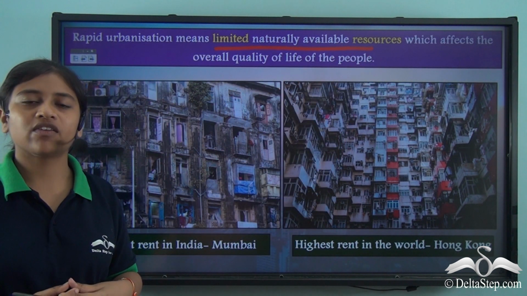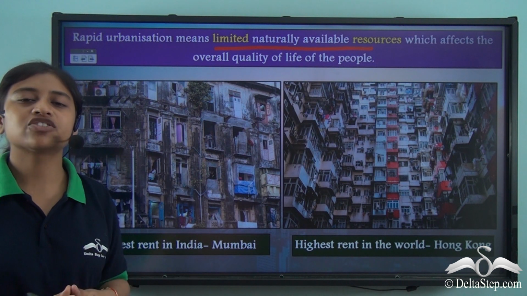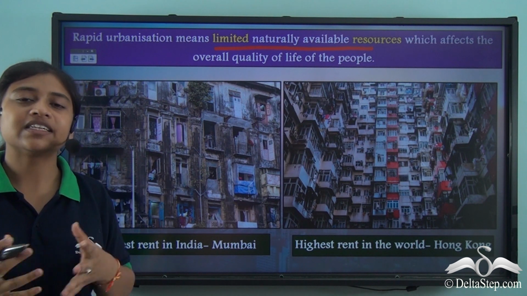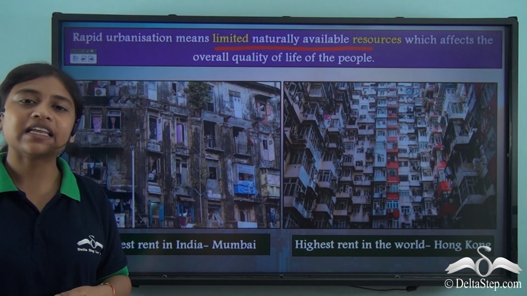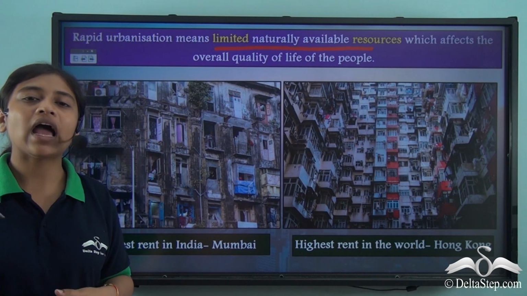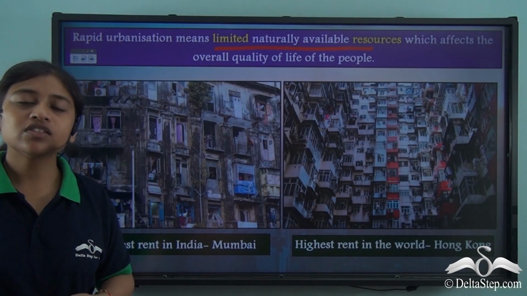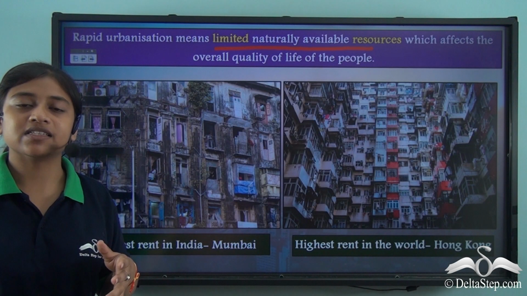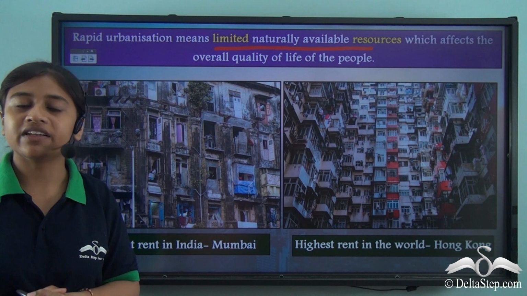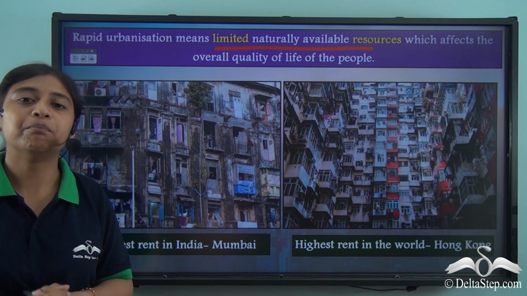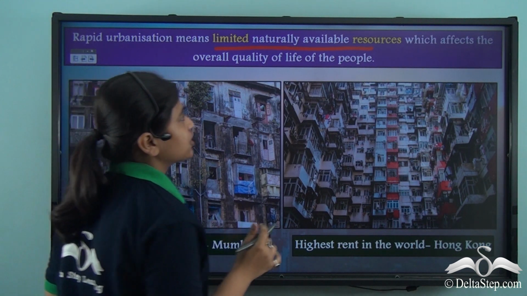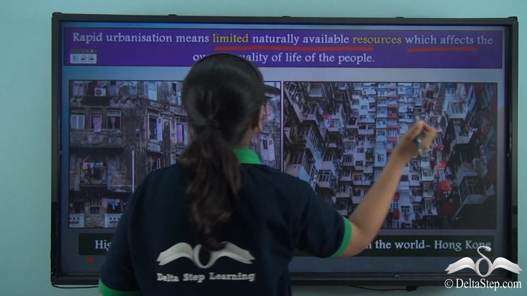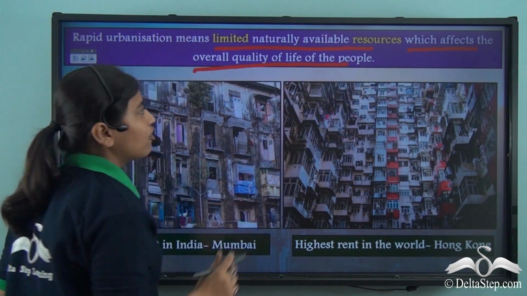Due to influx of such huge population, the availability of resources like land decreases, and due to which the value of land increases as the cities become more and more developed. Because of this problem, there are various places where accommodation becomes very, very difficult and housing becomes a big issue. So, rapid urbanization means limited naturally available resources, which affects the overall quality of life.